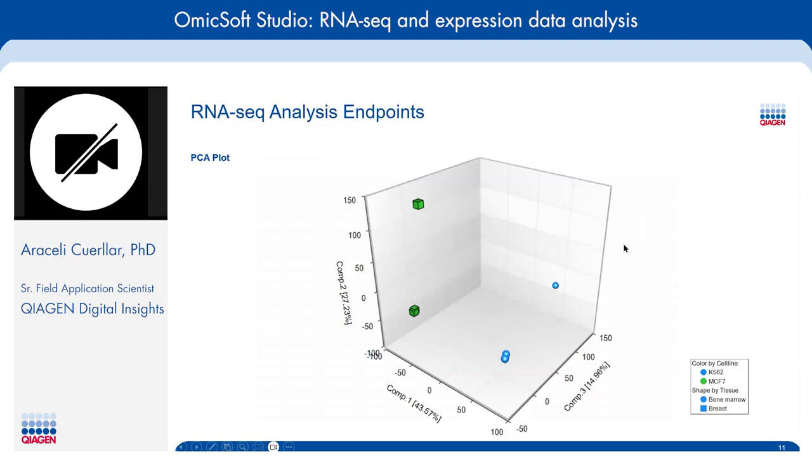Now, many users like you want to capture the sources of variability within their data. For that, you can easily generate a PCA plot to look for clusters to see how your data clusters and then identify any outliers that may be present within your data set.